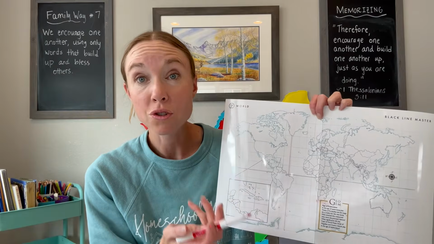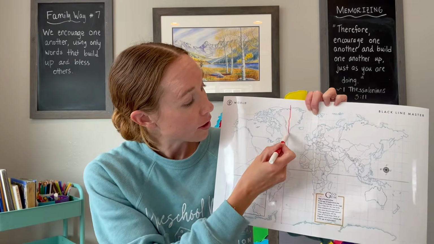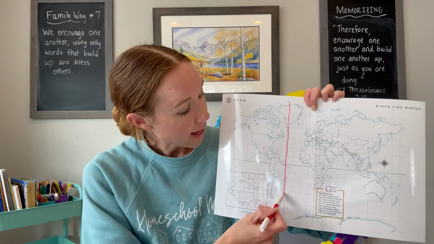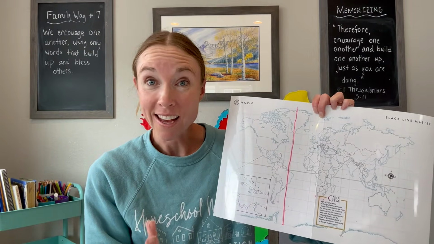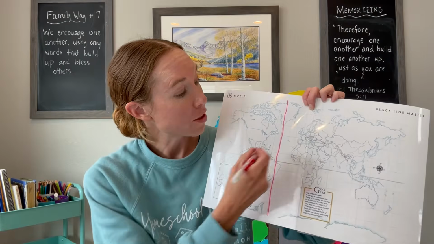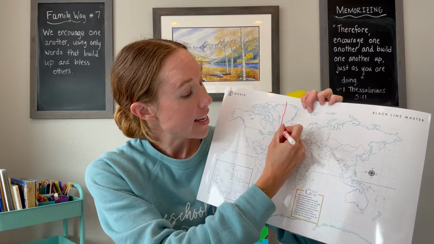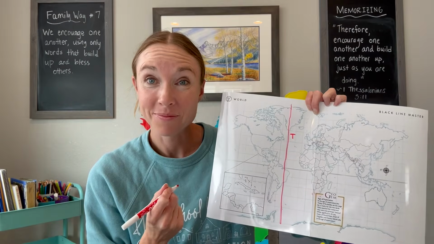This line is called the Treaty of Tordesillas. So have all the kids trace this vertical line. Since it's a little bit hard to say, you could have them repeat that several times. We are going to write a T here for Treaty of Tordesillas.